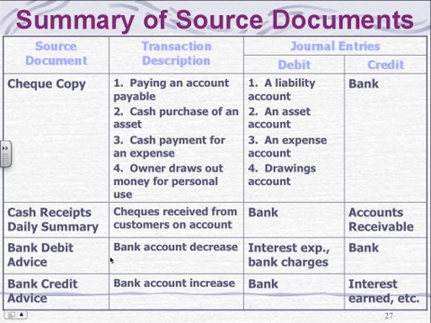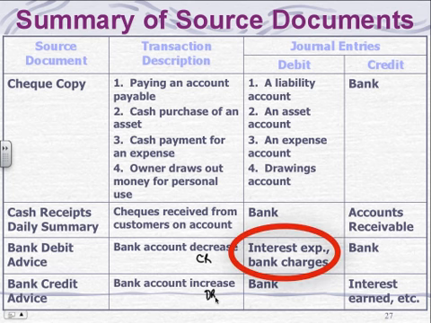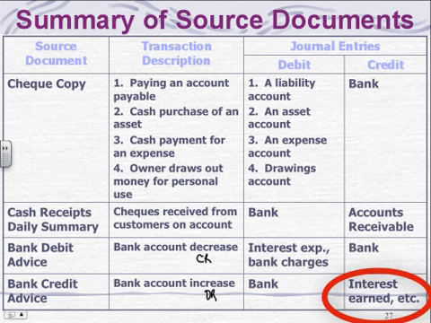Perfect. And as we just talked about, you'll see here the last 2 source documents are the bank debit and credit advice. And you can see with the debit advice, we're actually going to credit our account. And with the credit advice, we're going to debit our account. And the types of debits and credits there is really important as well. For the bank debit advice, it's interest expense or bank charges versus the bank credit advice. The last one there, it's interest earned.